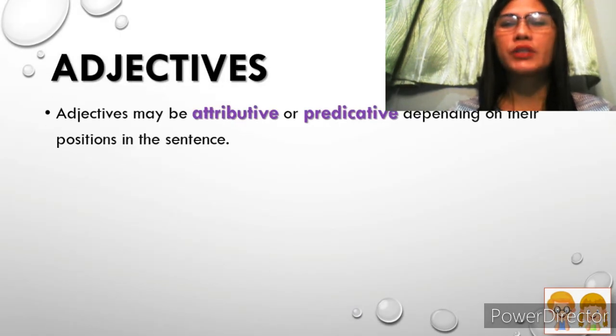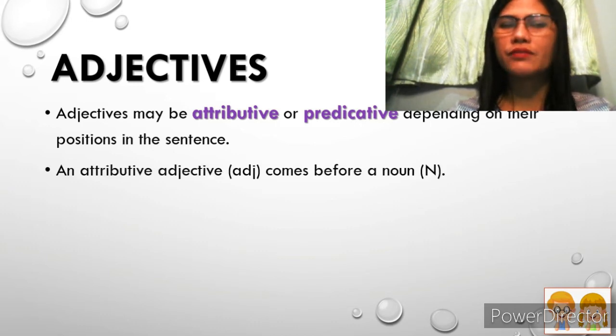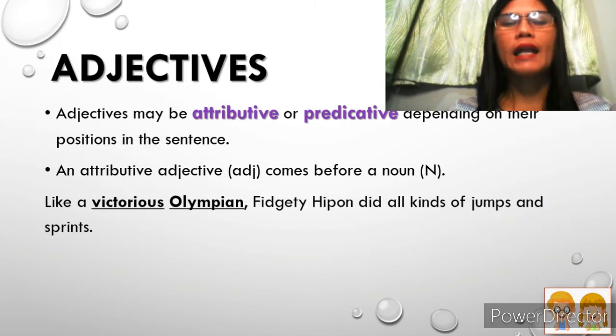Adjectives may be attributive or predicative, depending on their positions in the sentence. When can we identify an attributive adjective? An attributive adjective comes before a noun. For example, a victorious Olympian, Fidgety Hypon did all kinds of jumps and sprints. Our attributive adjective here is victorious, placed before the noun Olympian.